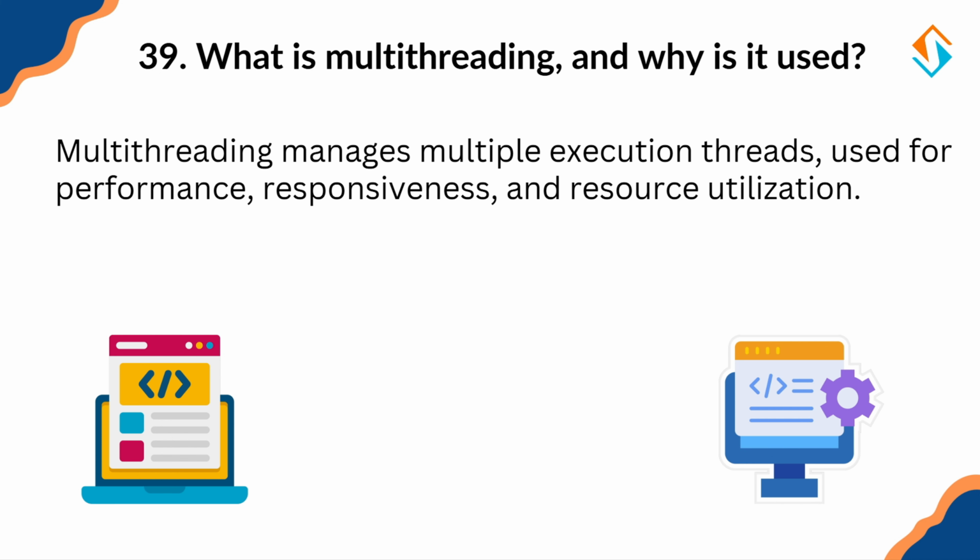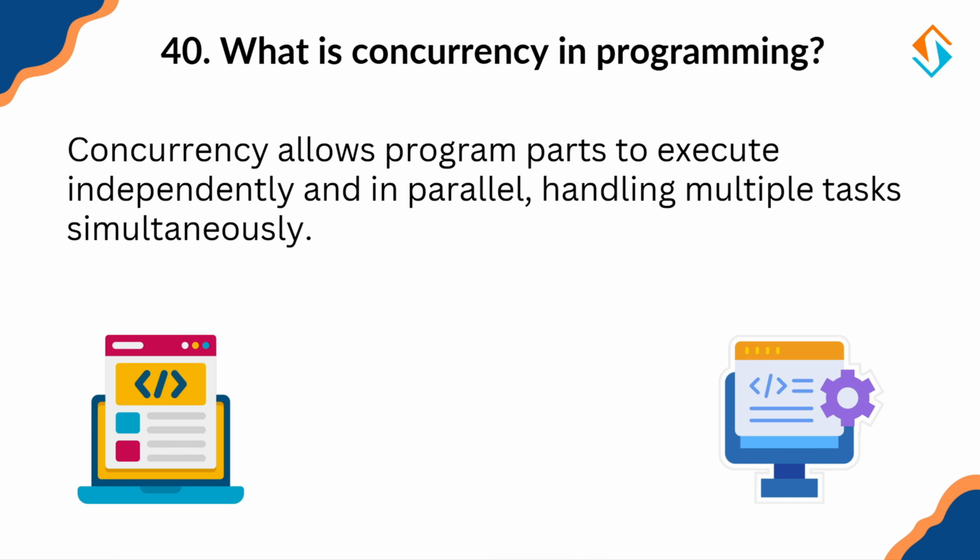Multi-threading allows multiple threads to run concurrently within the same process. So it is used for better CPU utilization, improving application responsiveness, and efficient background tasks. Now let's jump to the next question. What is concurrency in programming? Concurrency enables multiple parts of a program to execute independently, handling multiple tasks simultaneously. So, if we talk about examples, then web servers handling multiple user requests, background tasks like data fetching in UI, asynchronous programming like the JavaScript event loop.